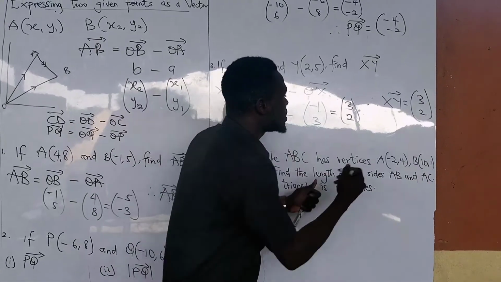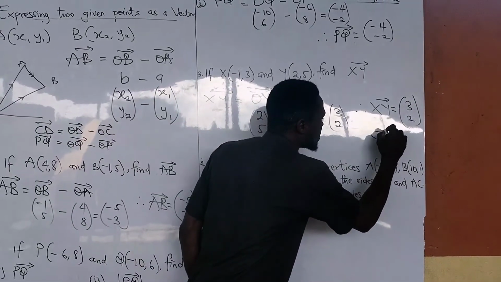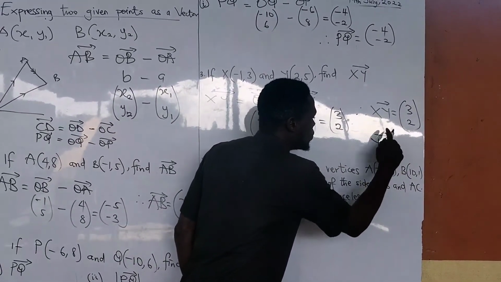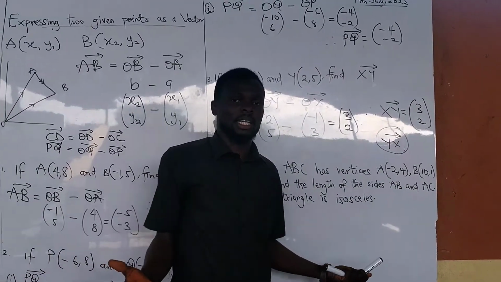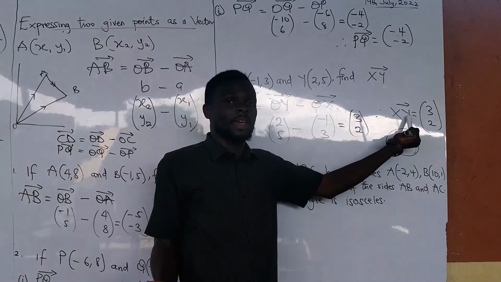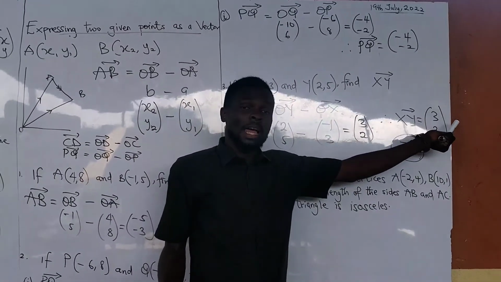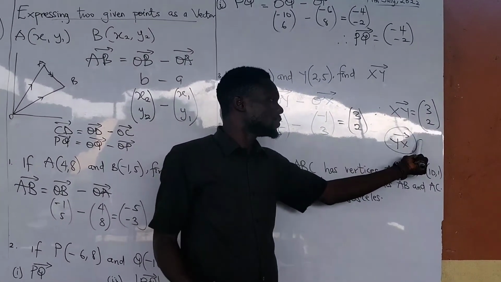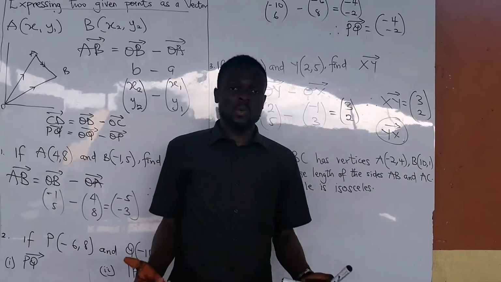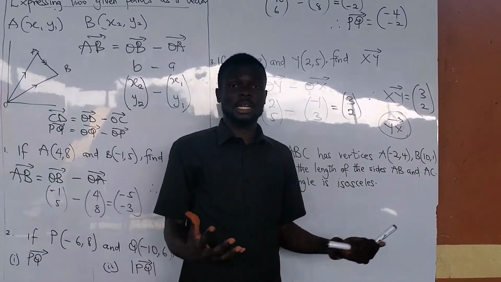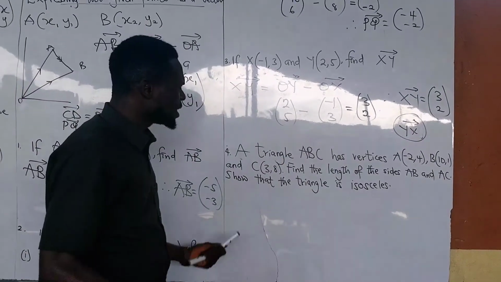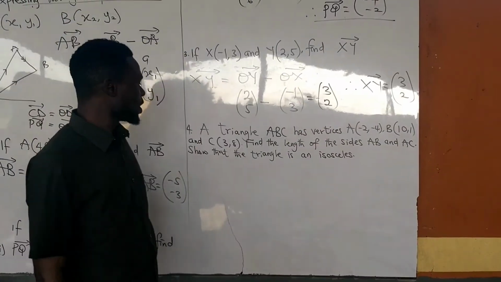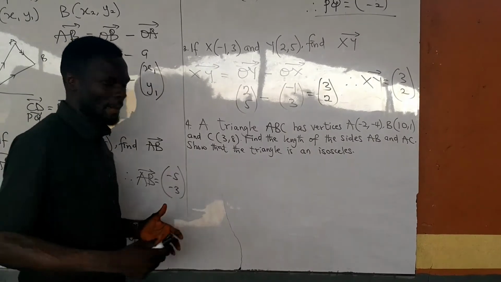You can be asked to calculate vector YX, which is the inverse of this. Also, we've talked about it by just negating this vector, or multiplying by -1, to get -3, -2, and that is YX. You can also be asked to calculate the magnitude. Let's look at the last question for the day.